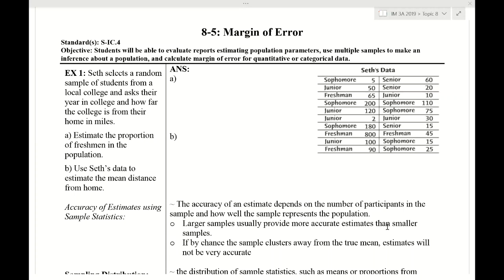So we're starting with looking at estimations of population parameters by finding sample statistics. Seth selects a random sample of students from a local college and asks their year in college and how far the college is from their home in miles. So he's asking each student 2 different questions: what year they are in college and how far they live from the college.